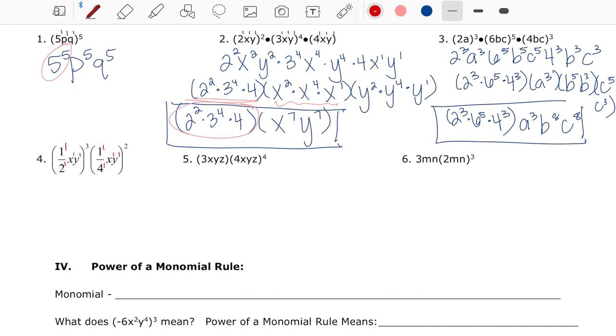So when we raise our powers to powers, we multiply them. So I get 1 cubed over 2 cubed, x cubed, y cubed, times 1 squared over 4 squared, x squared, and y squared. 1 cubed and 2 cubed makes 1/8. 1 squared over 4 squared becomes 1/16. So I'm going to go ahead and group those out front. And then I'm going to group my like bases.